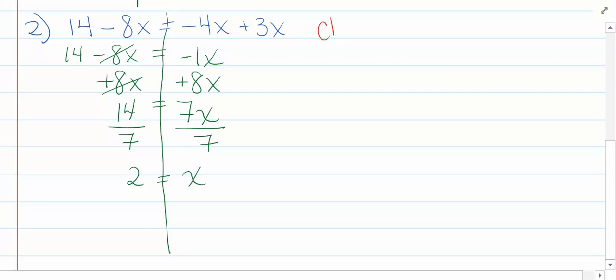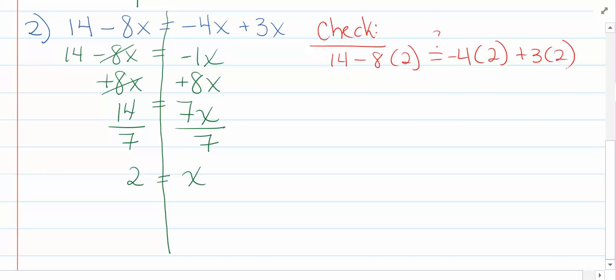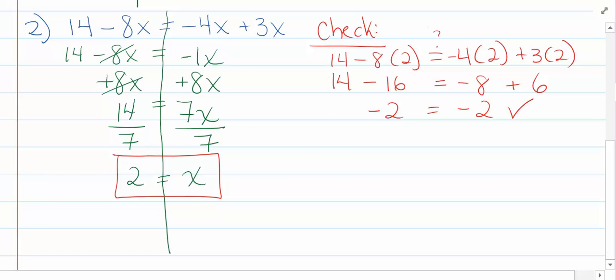Let's do a quick check. Make sure that work is correct. So 14 minus 8 times 2, does that really equal negative 4 times 2 plus 3 times 2? All right, so we have 8 times 2, it's going to be minus 16. Negative 4 times 2 is negative 8. 3 times 2 is 6. 14 minus 16 is negative 2. Negative 8 plus 6 is also negative 2. So it looks like my answer is correct.